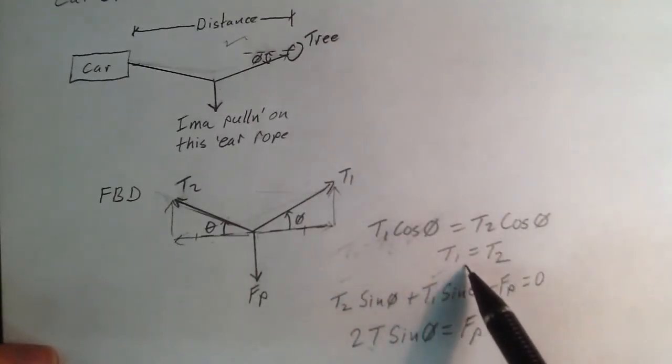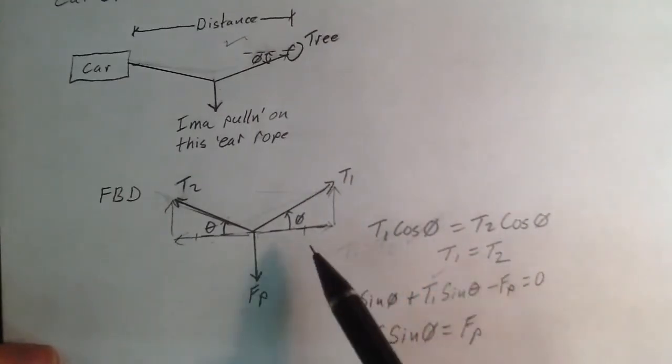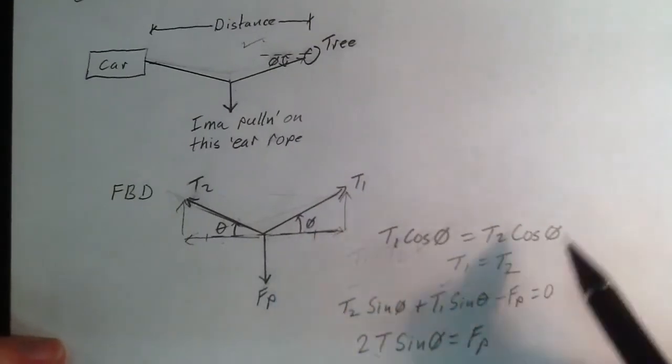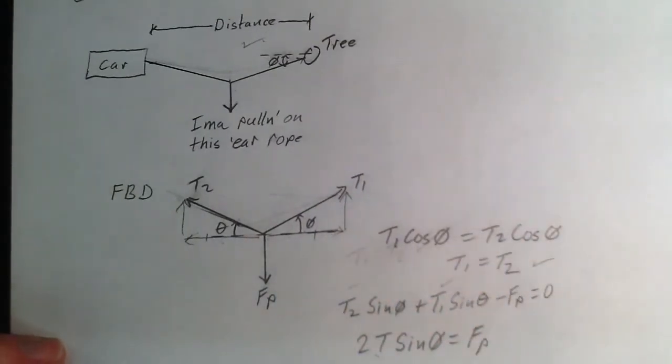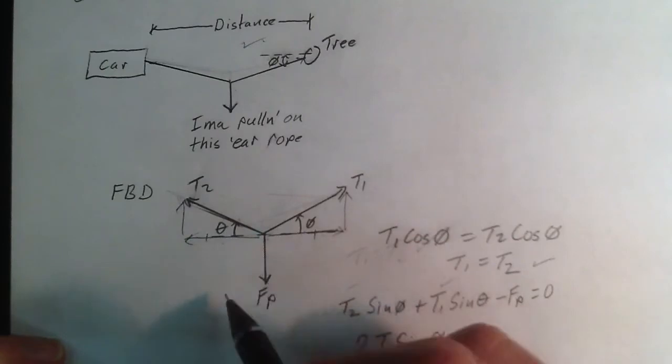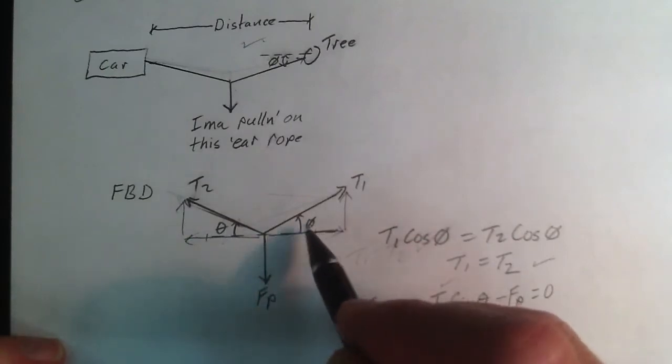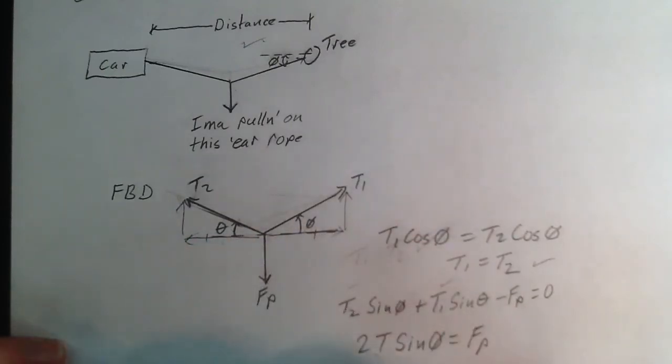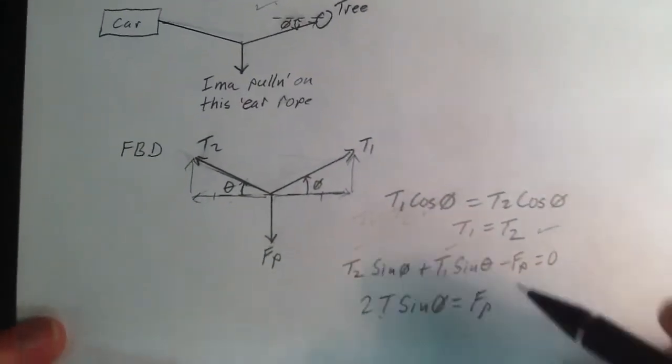Well, what does this tell us? This just tells us that T1 is equal to T2. And that will always be true as long as your problem is symmetrical. This angle and this angle are equal. Okay, so let's go then to our vertical forces.